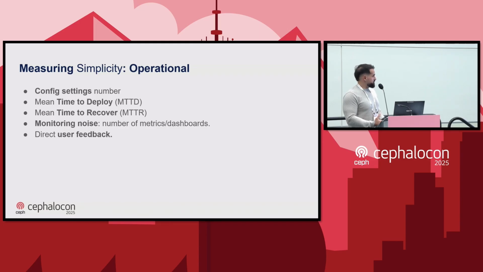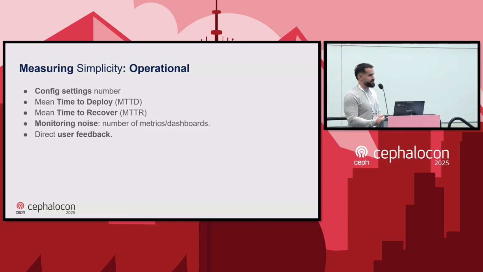We have something which is monitor noise, and that's connected to the fact that many times we instrument systems, we provide many metrics, but the quality of the metrics themselves is not really actionable, right? We see many low-level metrics, many inode metrics or cache metrics, and we don't really know how to relate that with the operational goals, right? And the last one, and probably the most important in many cases, is user feedback.